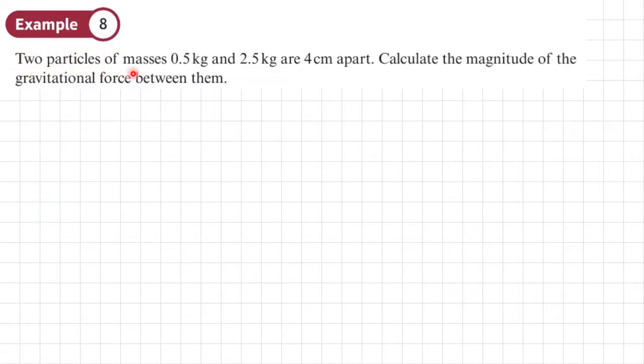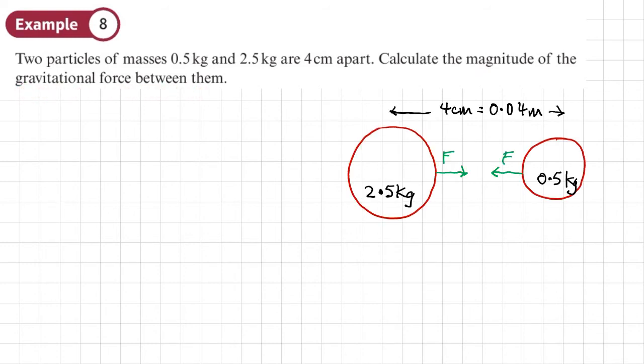Example 8. Two particles of masses 0.5 kg and 2.5 kg are 4 centimeters apart. Calculate the magnitude of the gravitational forces between them. Right, so here's a diagram representing what's going on. The 4 centimeters, we need to change to the SI unit, meters, 0.04 meters, and this will be our distance. Because they're particles, we ignore their size, so this measurement is the distance between the centers of these two masses. Quite often they're spheres, but they can be other things as well.